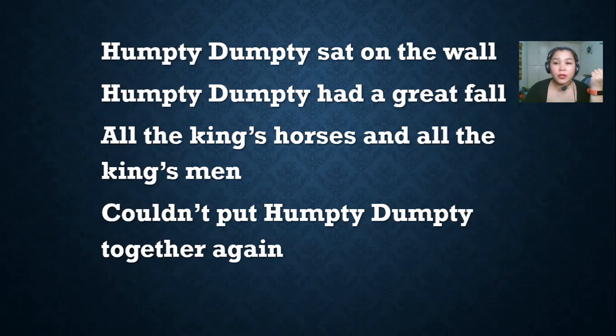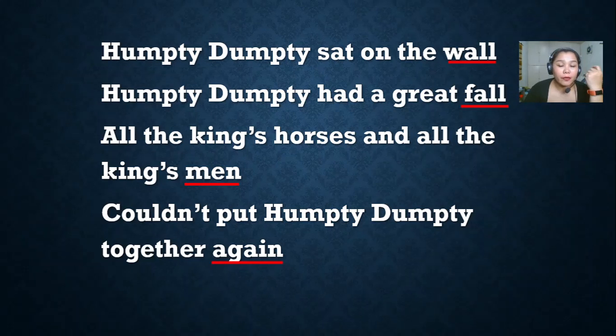So what you have to do with the nursery rhyme is let's try to identify the last word in each line. For Humpty Dumpty sat on the wall, what is the last word in the line? It's wall. Next line, Humpty Dumpty had a great fall, the last word is fall. All the king's horses and all the king's men, the last word is men. And then couldn't put Humpty Dumpty together again, the last word is again.